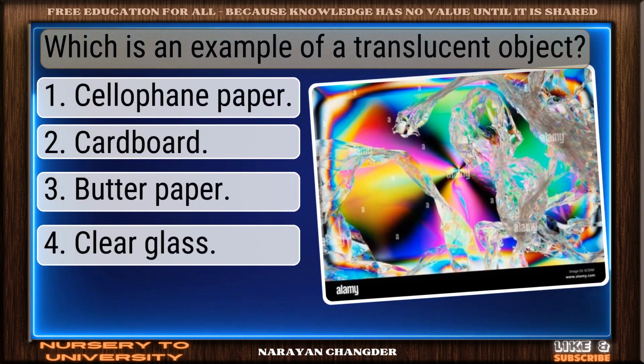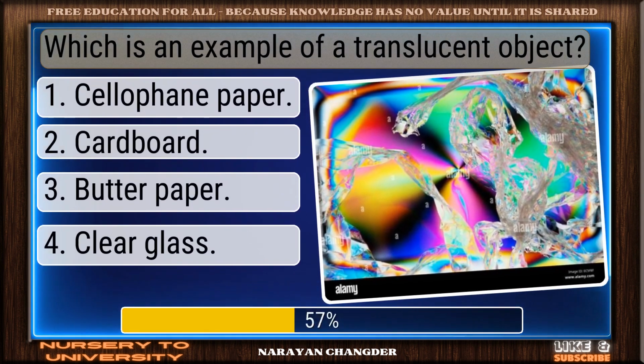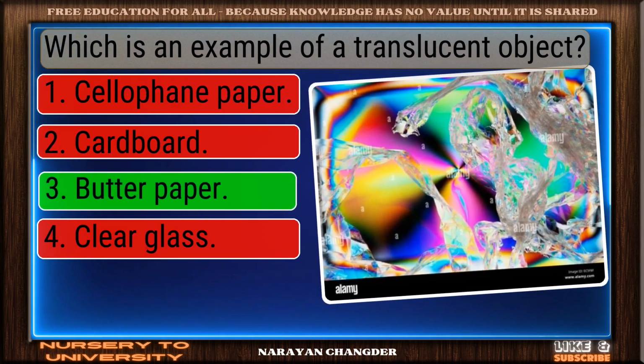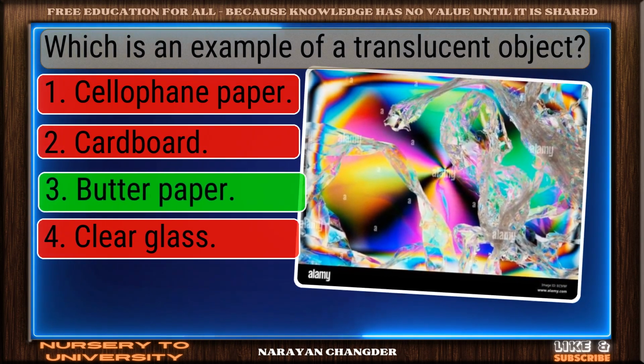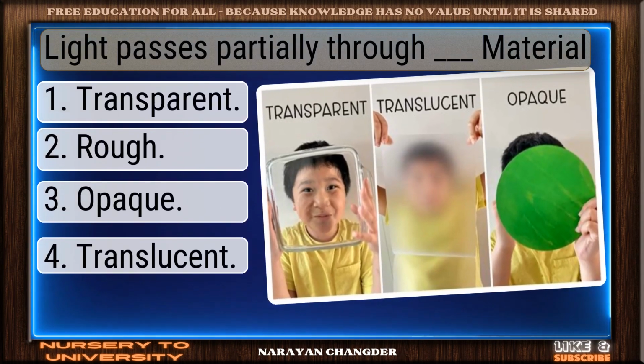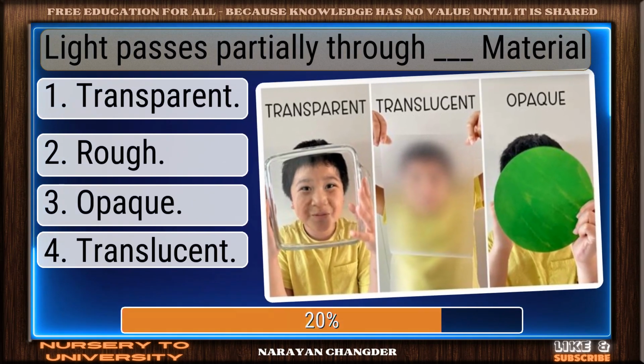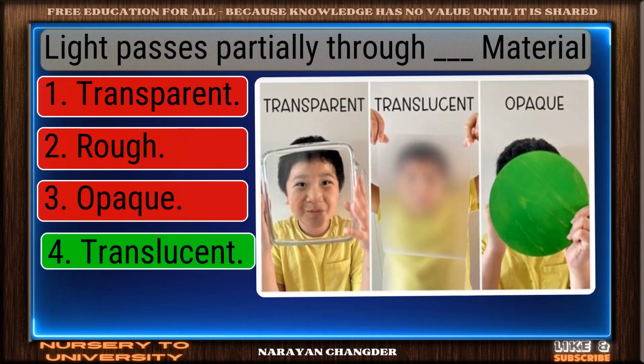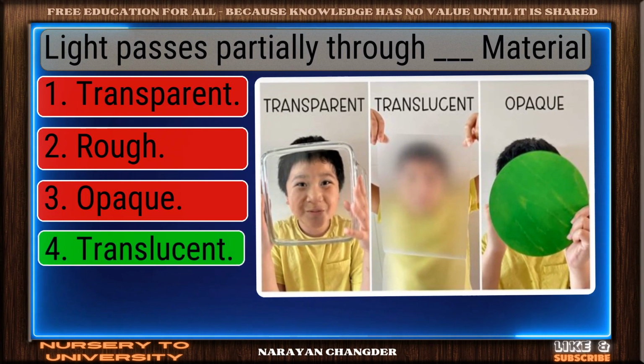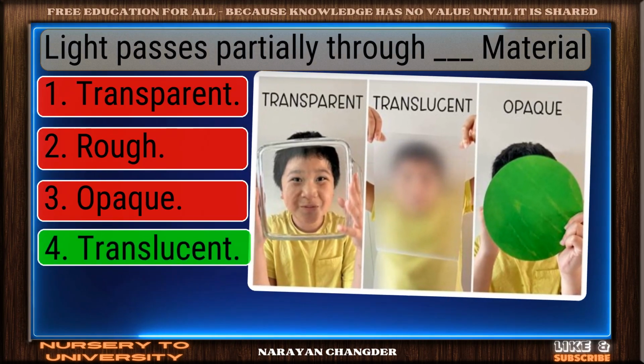Which is an example of a translucent object? Bravo. Butter paper is the answer. Light passes partially through dash material. Nicely done. Translucent is a solid answer.